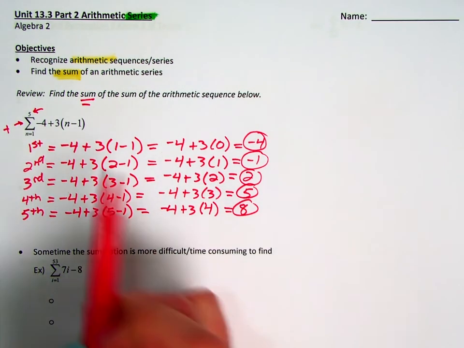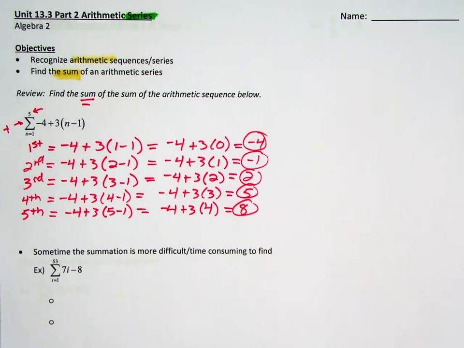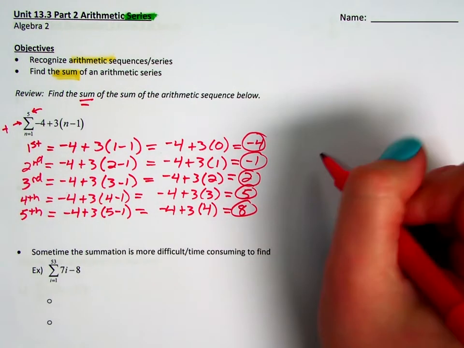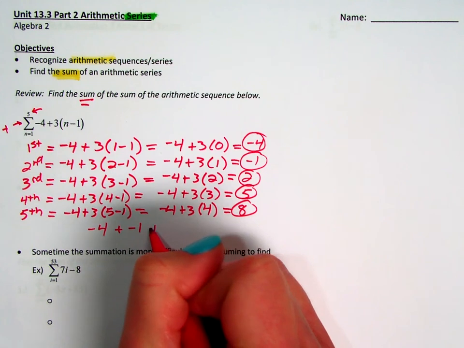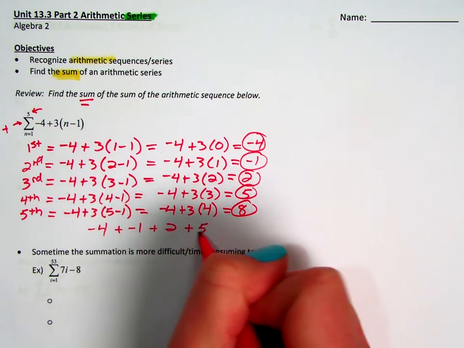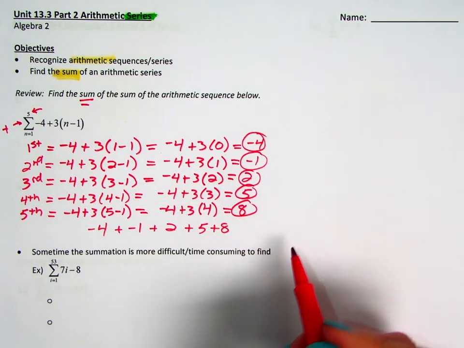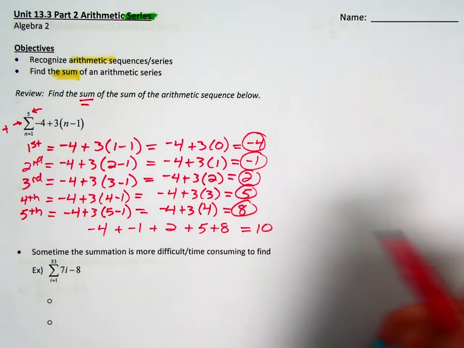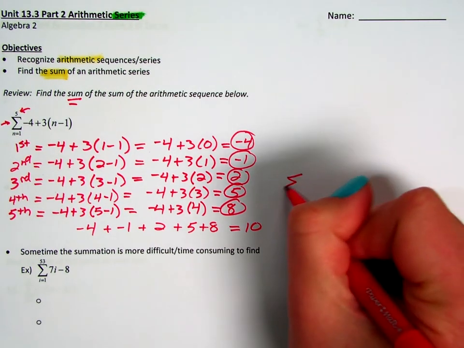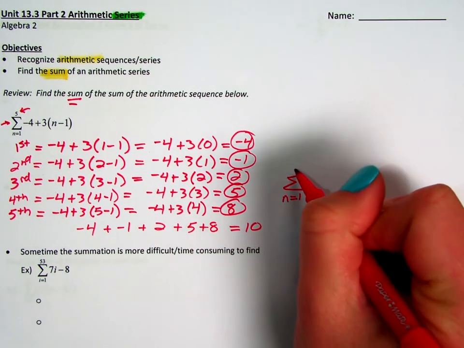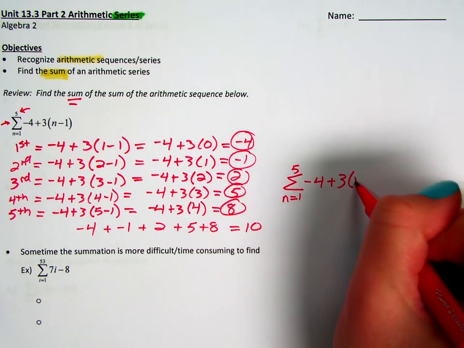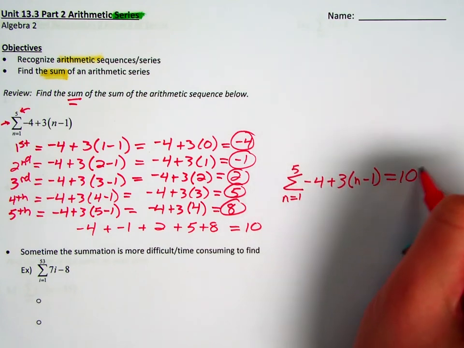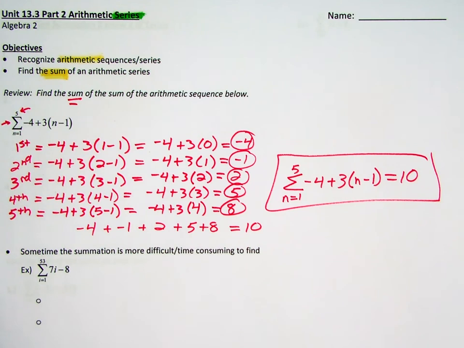And then because we see the sigma, it means that it's a summation, so now we need to add them together. So negative 4 plus negative 1 plus 2 plus 5 plus 8. And if we type that in our calculator, we get 10. So that tells me that the summation from n equals 1 to 5 of negative 4 plus 3 times the quantity n minus 1 is 10.